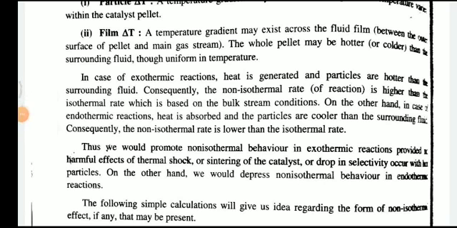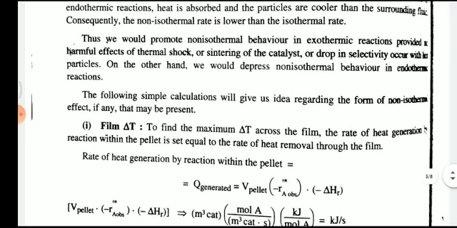So we would promote non-isothermal behavior in the exothermic reaction, with harmful effects such as thermal shock or sintering of the catalyst, or a drop in selectivity within the particles. On the other hand, we would depress non-isothermal behavior in endothermic reactions. The following simplified calculation gives the delta T across the film: the rate of heat generation by the reaction within the pellet is equal to the rate of heat removal through the film.